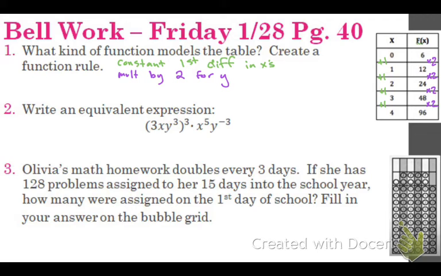What kind of a function model do we use when we're multiplying by the same amount each time? Linear is a good guess. Linear is when we have a constant first difference in x and a constant rate in y, but this one is multiplying by something for y each time. Quadratic, we've talked about quadratic. Quadratic is when we have a constant first difference in x's and a constant second difference in y's.